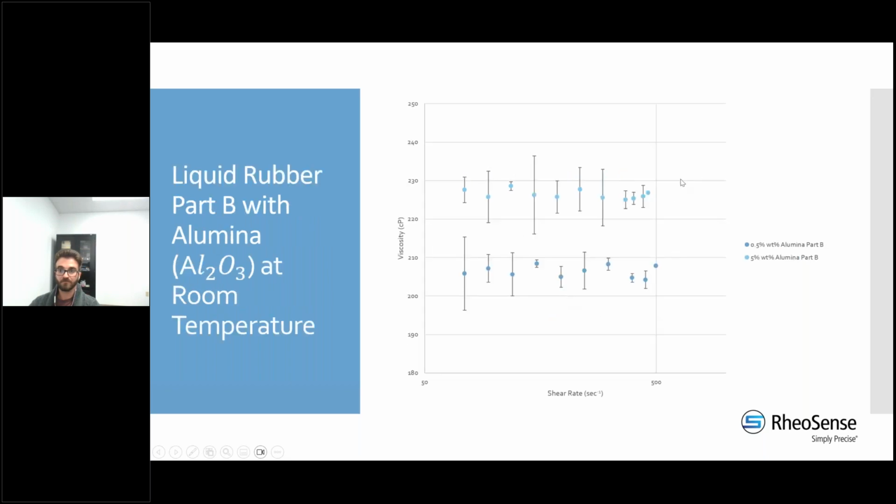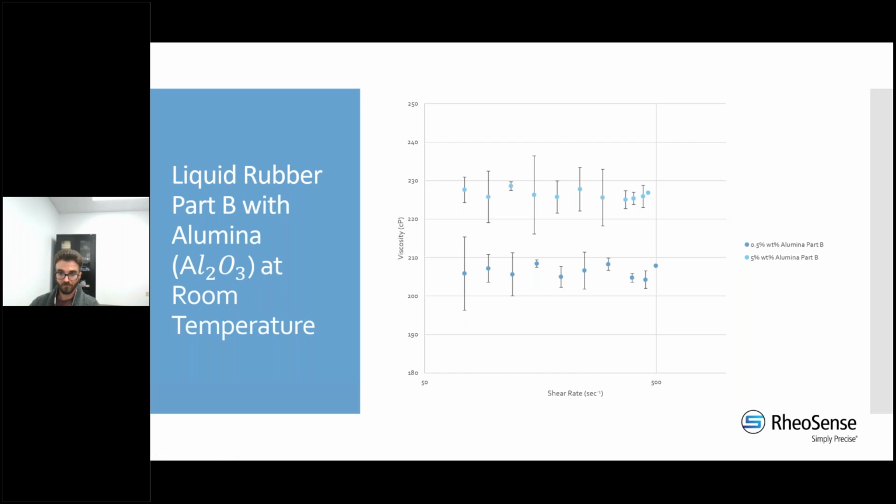So for the next component I got, this was liquid rubber part B with alumina particles at room temperature. Adding certain things to your materials can also affect the viscosity. It can lower it or it could raise it. As you can see here, we had two different concentrations of alumina particles. And as you can see, they both lowered the viscosity of the part B.